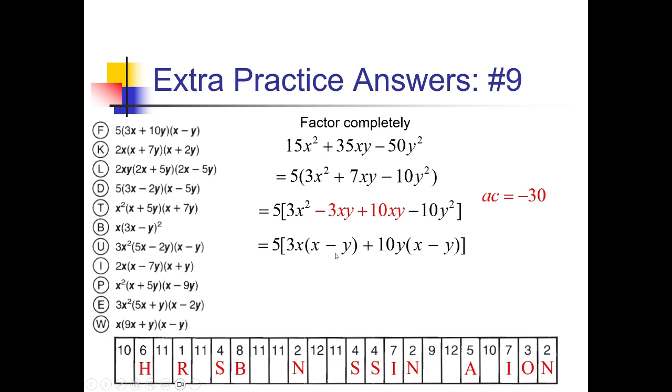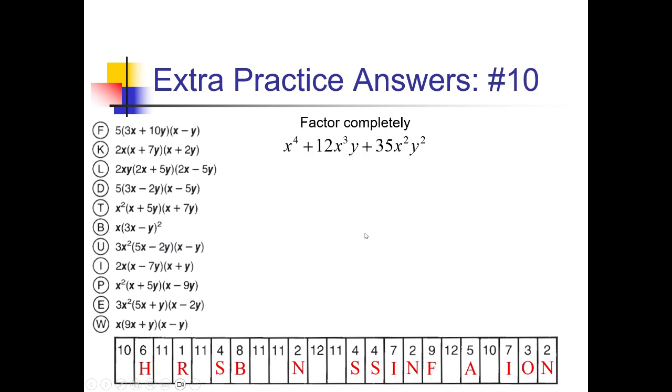All right, the 5 that initially came out is still there. I also have an x minus y that I can take out of everything, and a 3x plus 10y that also comes out. So I need a 5, I need an x minus y, I also need a 3x plus 10y. I see all of that actually on the very first answer choice up there. So spot 9 is going to get an F right there.